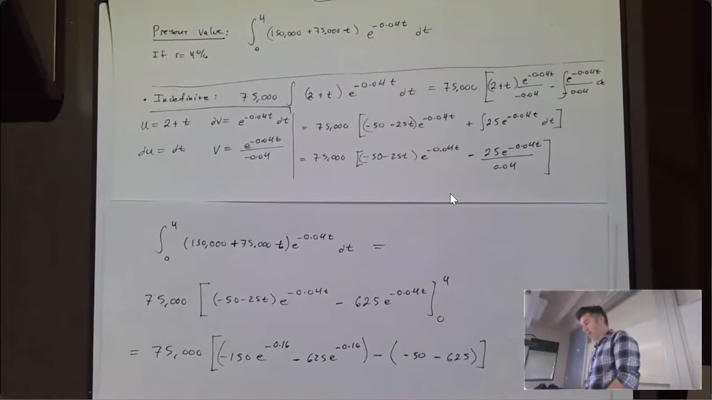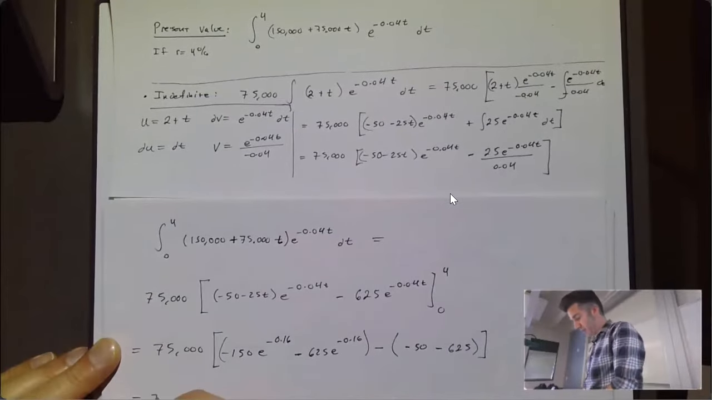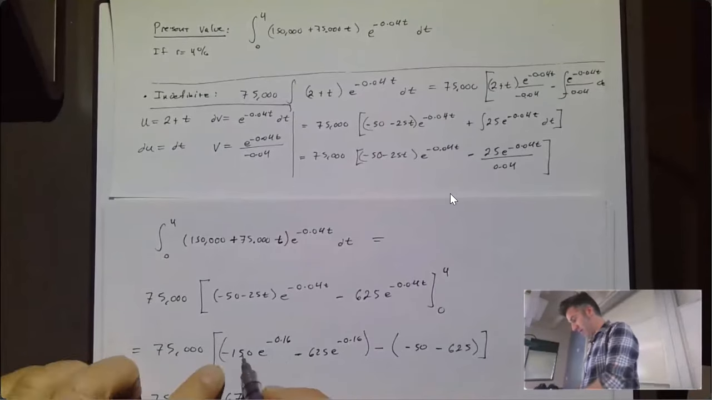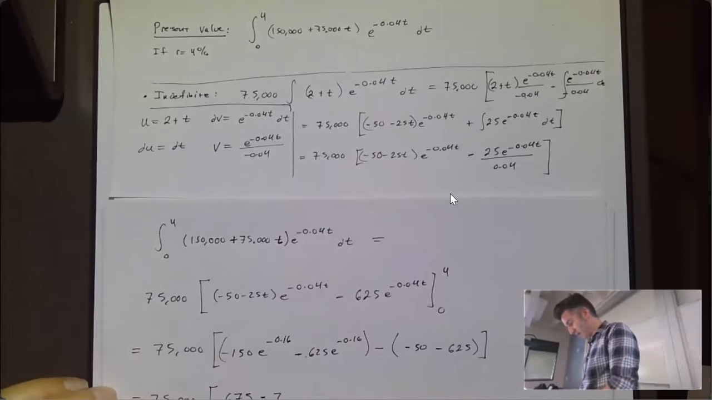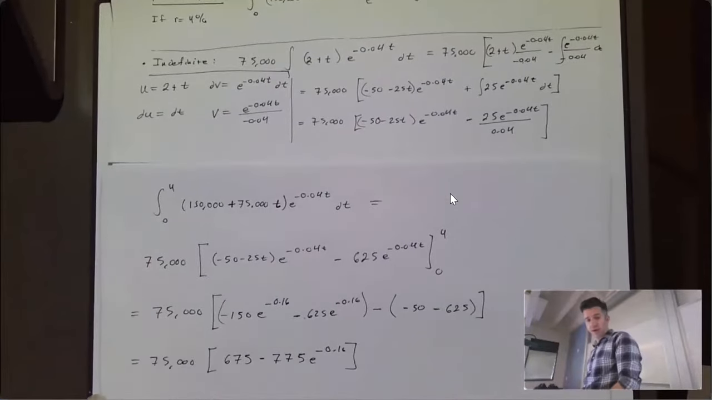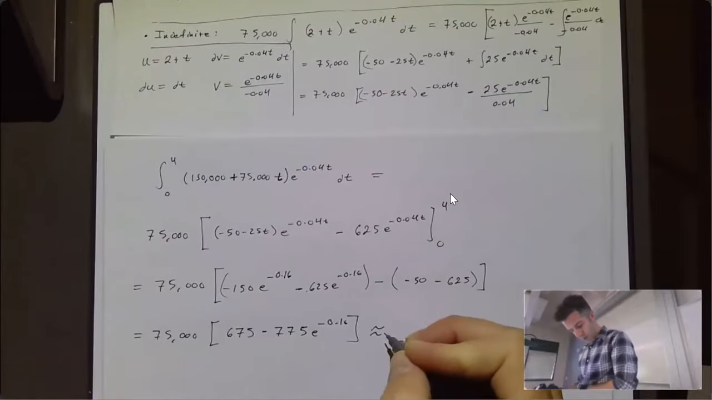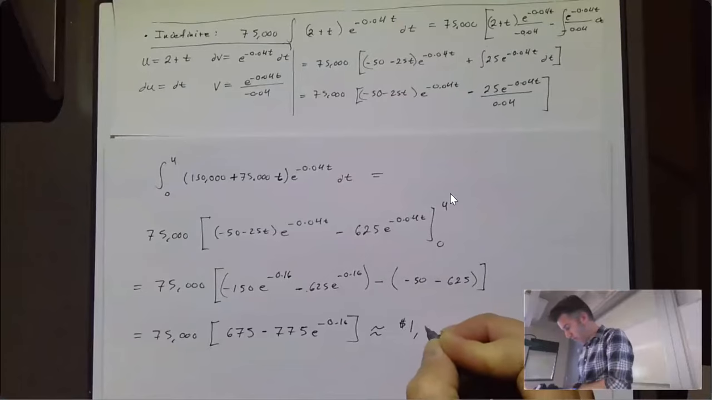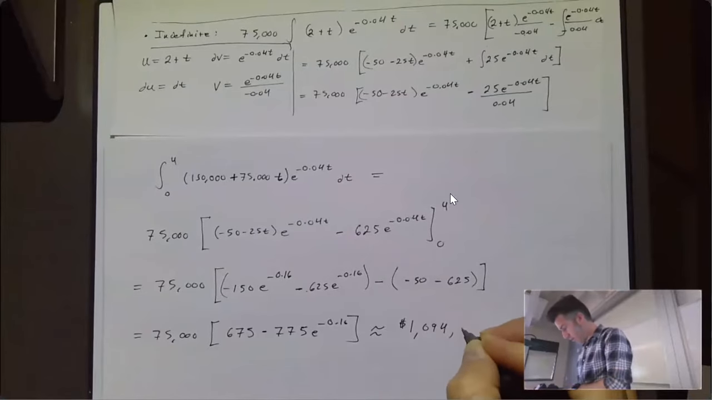And then I suppose the only simplification I would do here would be to say I have 75,000 times, this is plus 50 plus 625, so that's 675. And then minus 150 minus 625 is minus 775 e to the -0.16. That's about as nice as I can write the answer without doing anything else. If you do throw this into a calculator, you're going to get approximately $1,094,142.27.